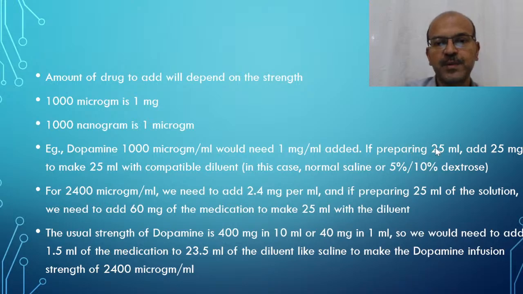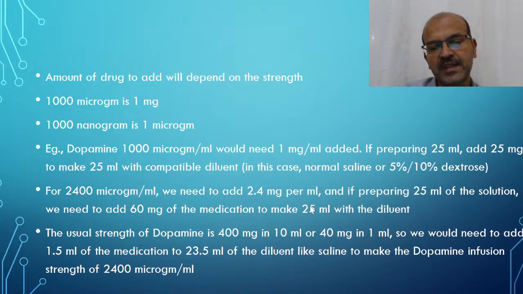And if you want to prepare an infusion volume of 25 ml, we need to add 25 milligram of dopamine to make 25 ml. So when we say to make 25 ml, it's to have a total volume of 25 ml. So for the 2400 microgram per ml, we would need to add 2.4 milligram per ml. And if we are preparing 25 ml, 2.4 times 25 will be 60 milligram of the medication.